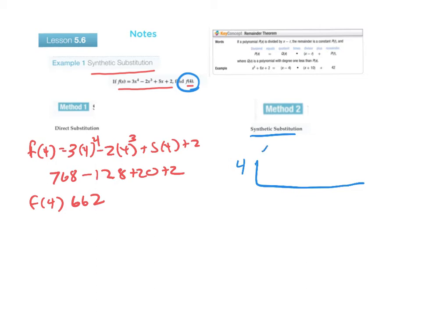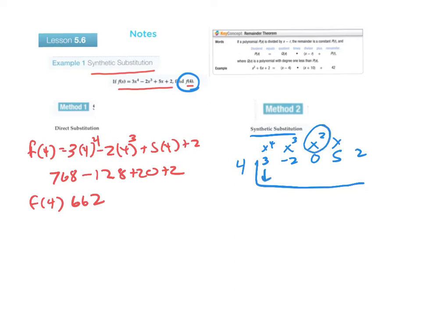So if I have x to the 4th power and we have a 3 in front of it, and x to the 3rd power, I have a negative 2. I also have to put something in the place value of x to the 2nd power, which is 0 because there's no x squared. X to the 1st power is a 5, and then we have a 2. So we just have to make sure we account for all exponents. Now we just do our synthetic division.